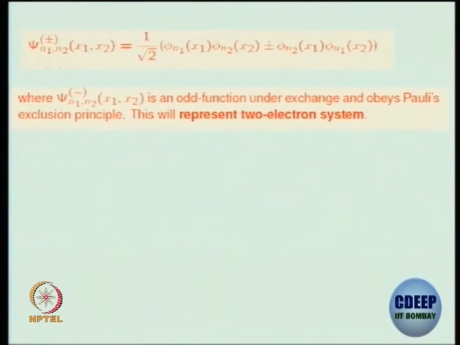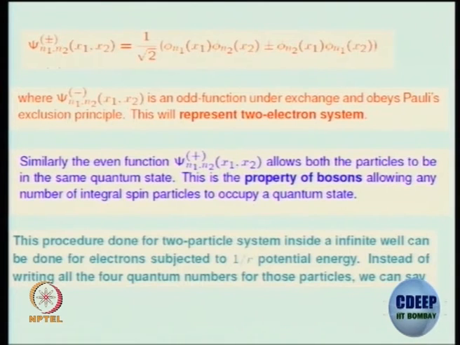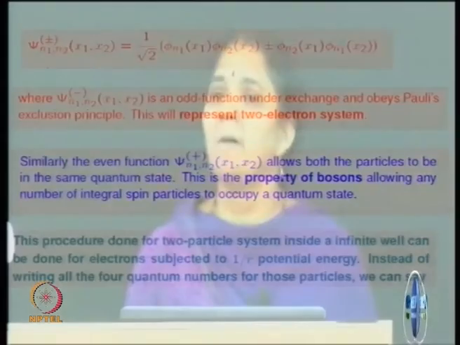So this will extrapolate if you had 3 particles. You have to make it totally antisymmetric, and for bosons you can make it totally symmetric. Okay. So I am just giving you a flavor that you can try to write the wave function for a 2-electron system as an odd function with the minus sign. Similarly, the even function is allowed for bosons. What do you do for the hydrogen atom problem? I did this for a particle in a box.